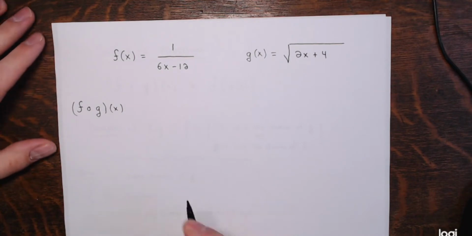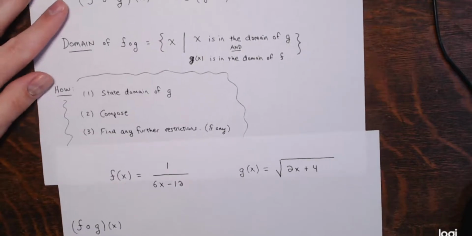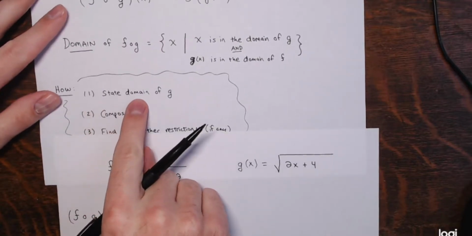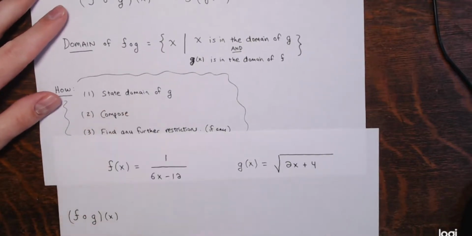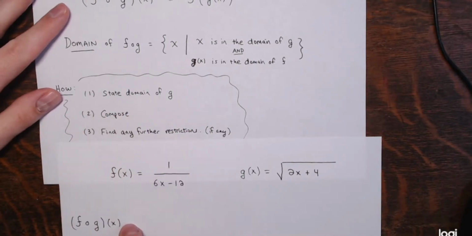Now, as I was saying, the steps. First, I'm going to state the domain of the first function we plug into. Then I'll compose the functions and look for any other restrictions that might need to be made.